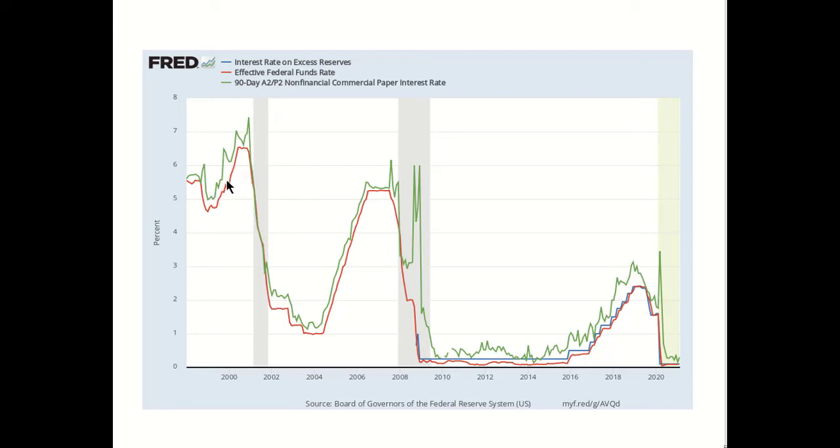And so you can see, big picture, the green and the red and the blue all line up, although the blue starts right here because interest on reserves didn't start until the middle of the Great Recession here in the shaded area. So let's look at this.